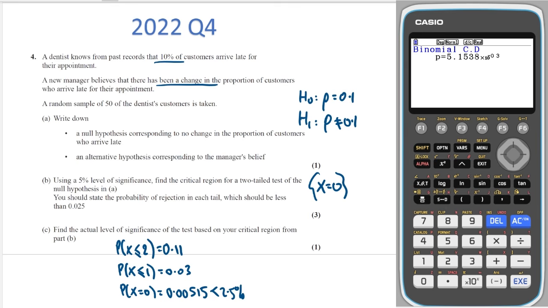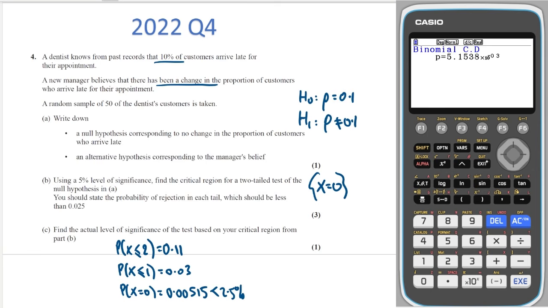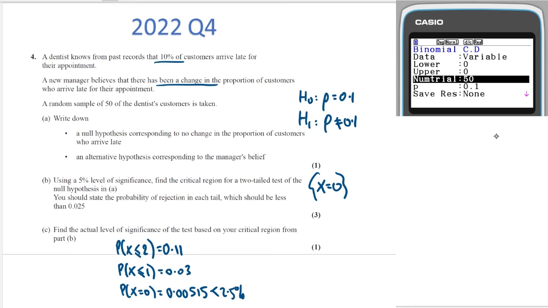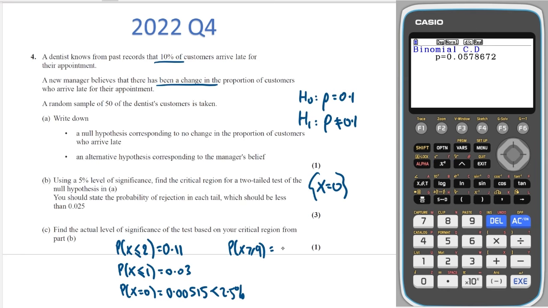So I will go back, whoops, I didn't mean to do that. We will go for the upper tail. We will start with, let's say 8, and go all the way up to 50. That's too much, so we'll try 9. 9 is 5%, so I'll write that down: X greater than or equal to 9 is 0.05.